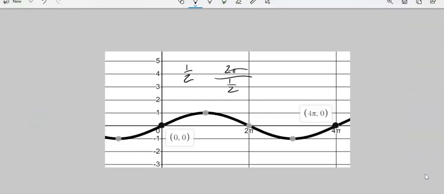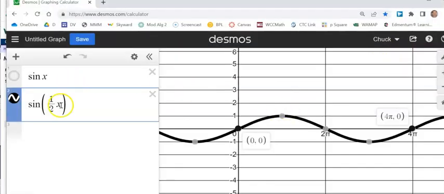And we talk about this a lot. What happens when you divide by a fraction? It's the same as multiplying by the reciprocal. So 4 pi is the amount of time this would take to repeat itself. So we have that idea of period in here.